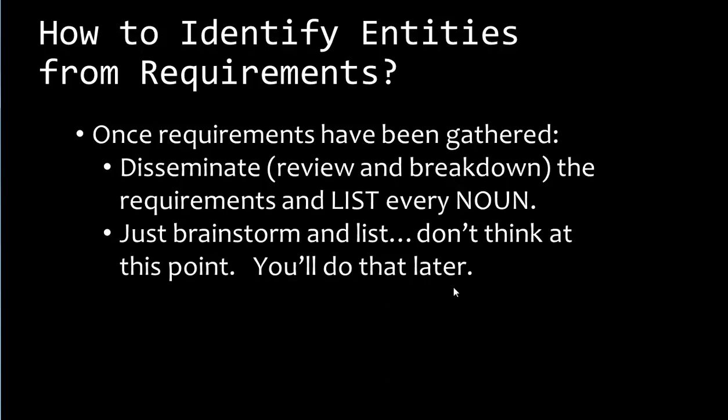To do that, you need to take those requirements that you just collected and disseminate them, basically review them and break them down, and find all the nouns that were in those requirements. Just start listing them down. If your requirements gathering was recorded, listen to it, and when a noun pops up, start listing it down. Don't think about it. Don't worry about it. List it. No thinking is allowed at this point in time. Just list it. Brainstorm. Pretty easy.